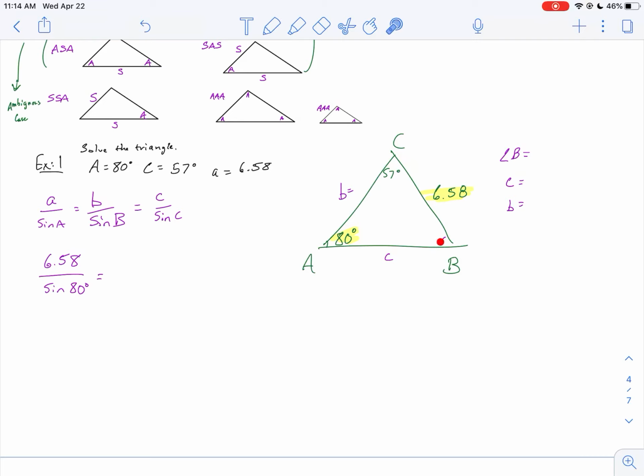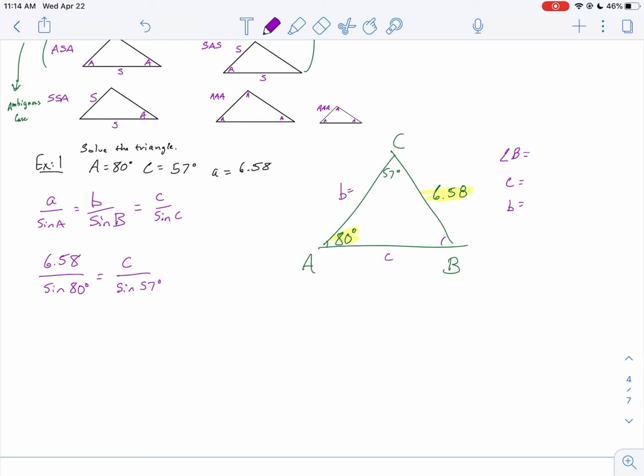If I go to sine of B and B, I don't know either of those values at the moment. That would give me two variables, and I couldn't solve this proportion. So if I then use C and sine of C, that's going to help me to solve this. So I've got C, the side length, over sine of 57 degrees.